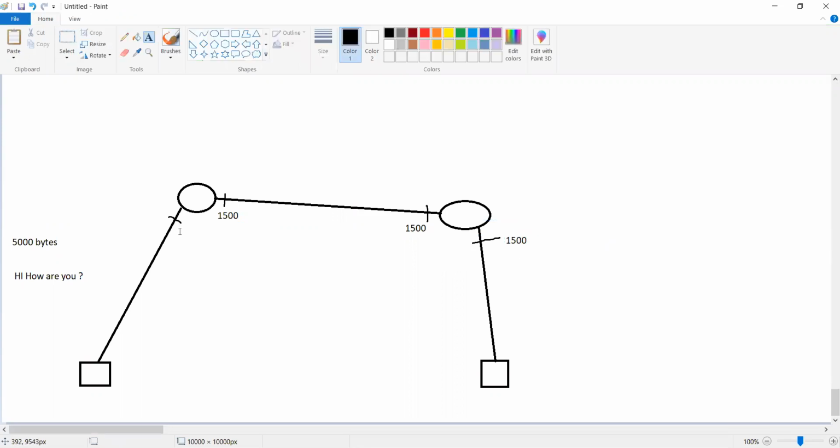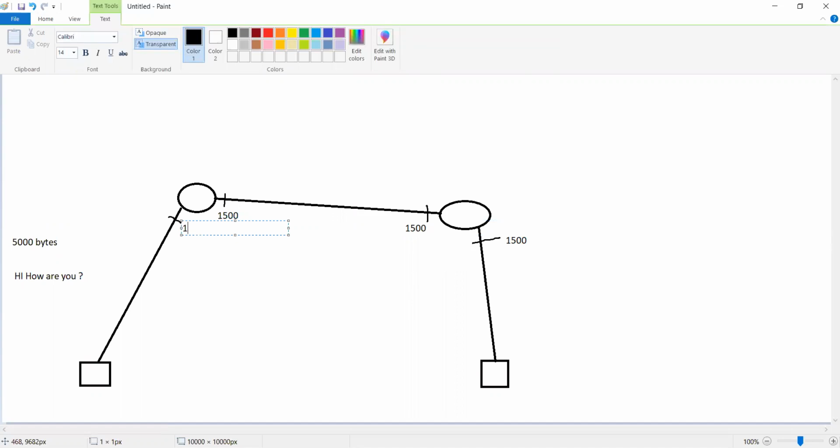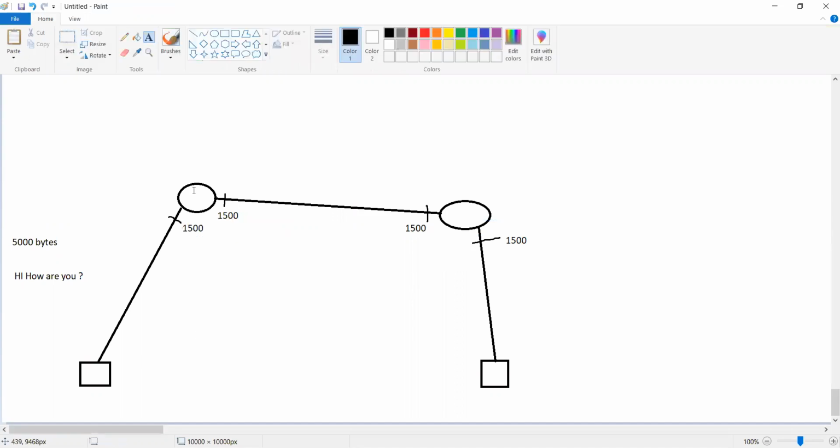Now, while receiving, he will receive. When he'll actually check that MTU is while sending. Am I clear? Yeah.